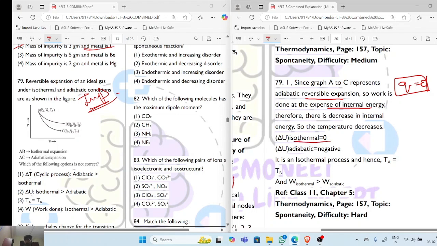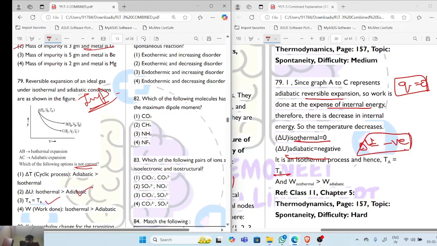So delta U for adiabatic will be negative, because Q value is 0. It is an isothermal process, and hence Ta is equal to Tb. It is talking about the options. We have to find which is not correct. Option number 3 is correct. Option number 2 is also correct.